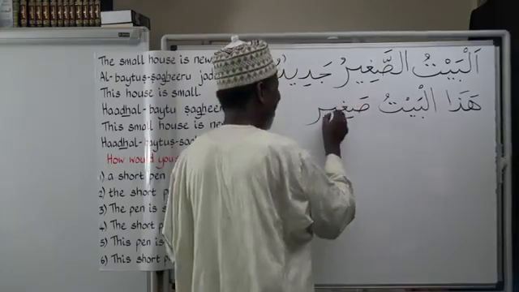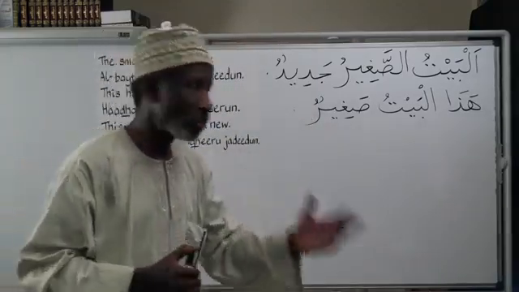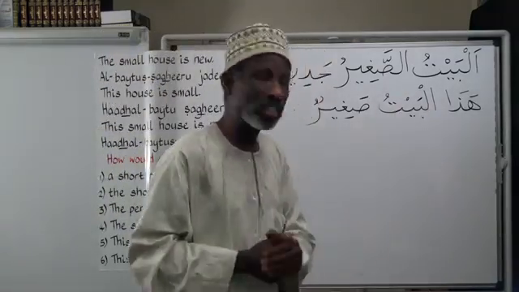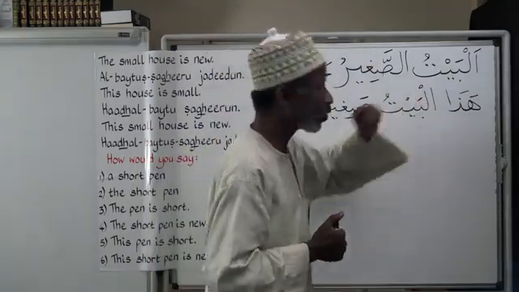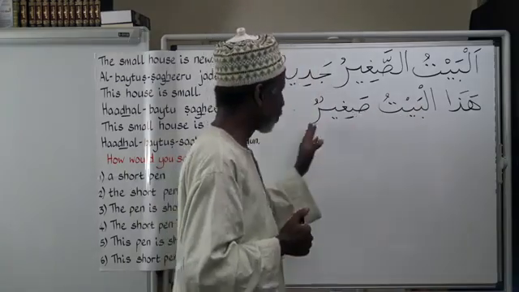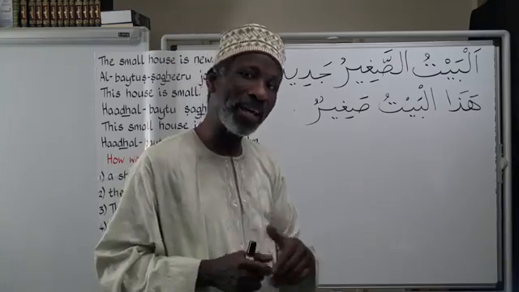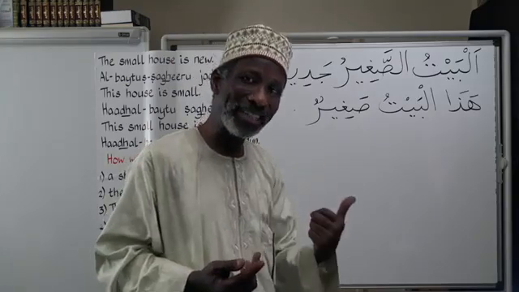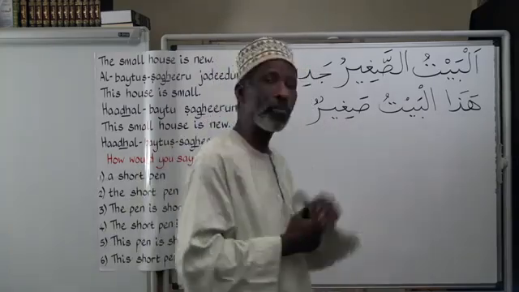صغير. This house is small. Again, the alif has been suppressed because it's not at the beginning like this one. Sukun retains on the lam because ba is a moon letter. The verb to be has been put in there in English, but it doesn't exist in Arabic. Literally, you are saying this house small.